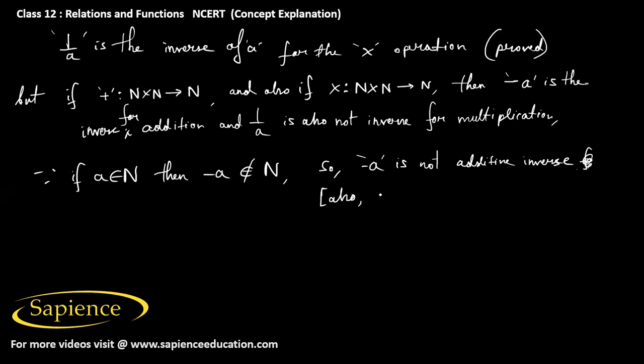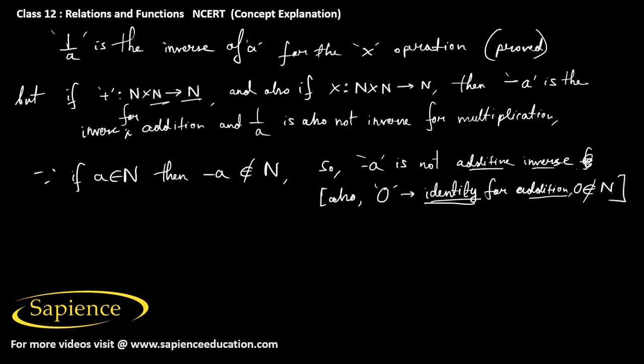Also, you can see that 0, which is the identity for addition, does not belong to the set N. So if we take the addition operation on the set N, there is no identity for addition, so there is no additive inverse also.